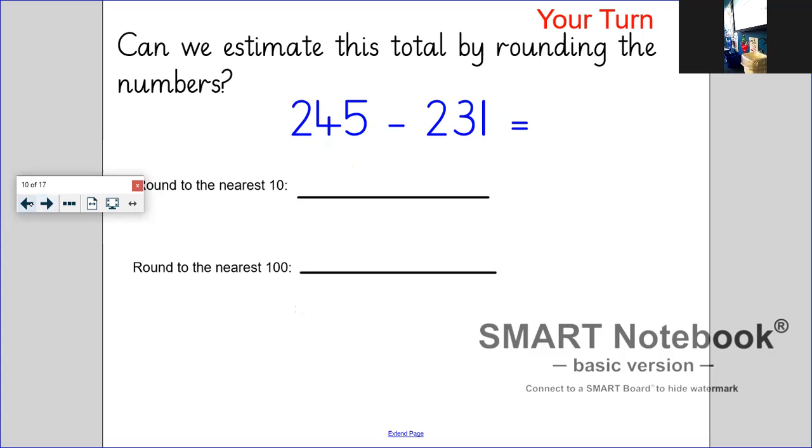Okay, welcome back. Let's see if you managed to get it right. So we're going to round to the nearest 10. So it's going to go up to 250, and I'm rounding that down to 230.